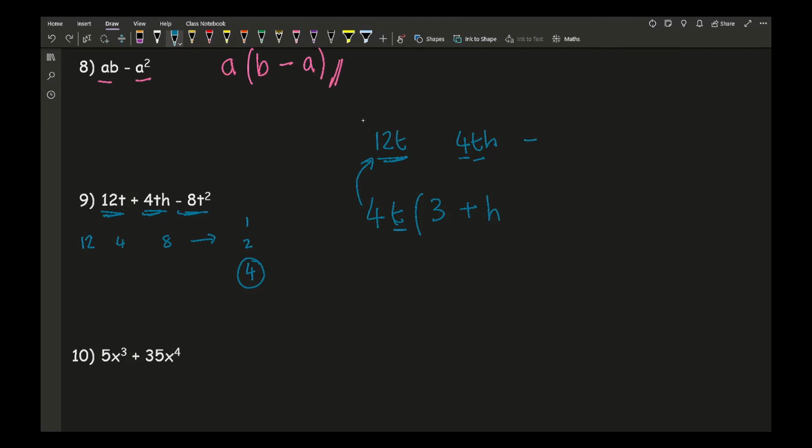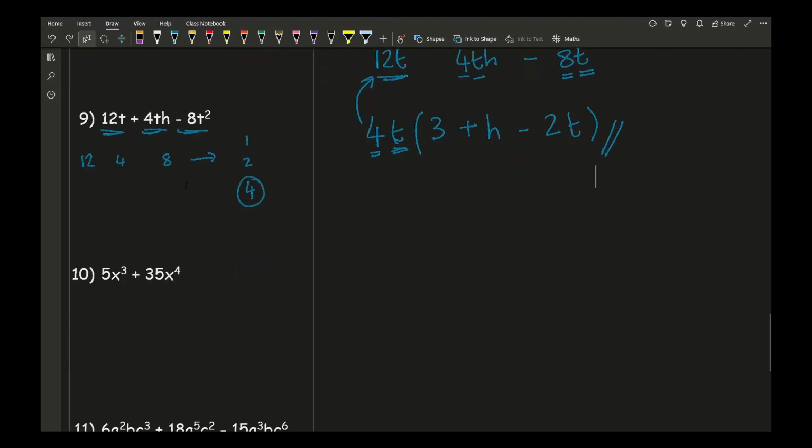Then I've got minus 8t squared. Now I've got 4, but I want 8, so what do I need? I need another 2, because 4 times 2 gives me 8. Now I've got 1t, but I want t squared, so what do you have to times t to get t squared? Well, that's going to be t, and that there is my final answer.